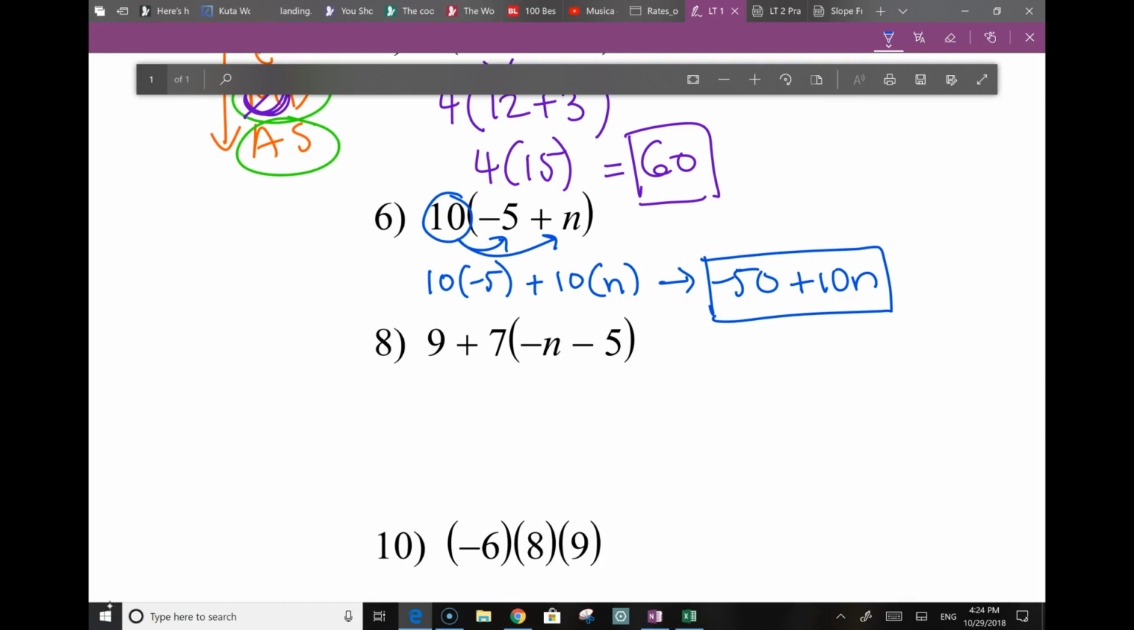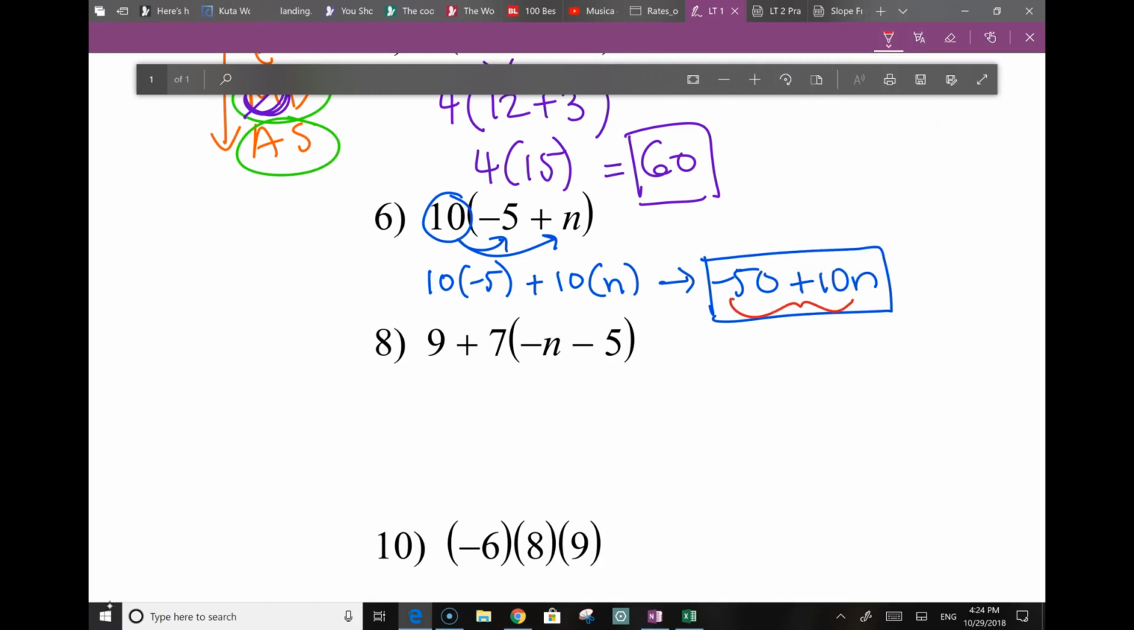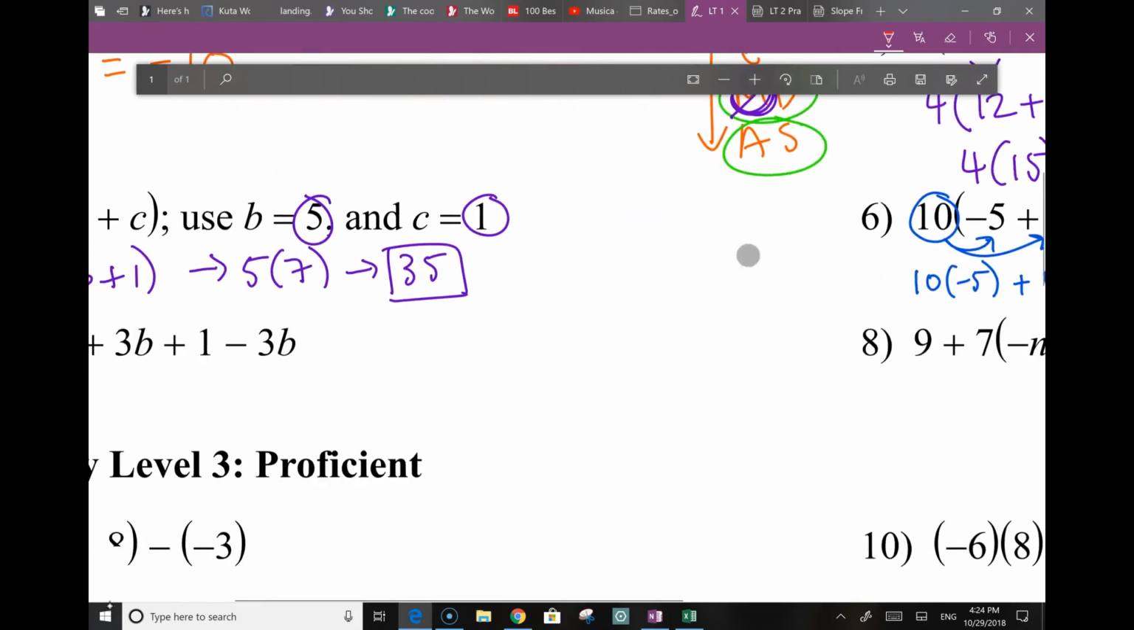You cannot combine these two terms. Those cannot be combined because they are not like terms. The -50 does not have an n, and for that reason alone, they should be left separate. So -50 plus 10n is the answer.